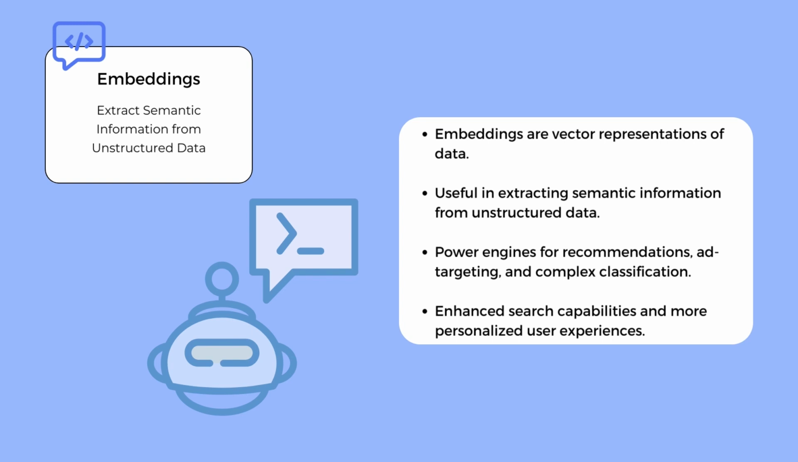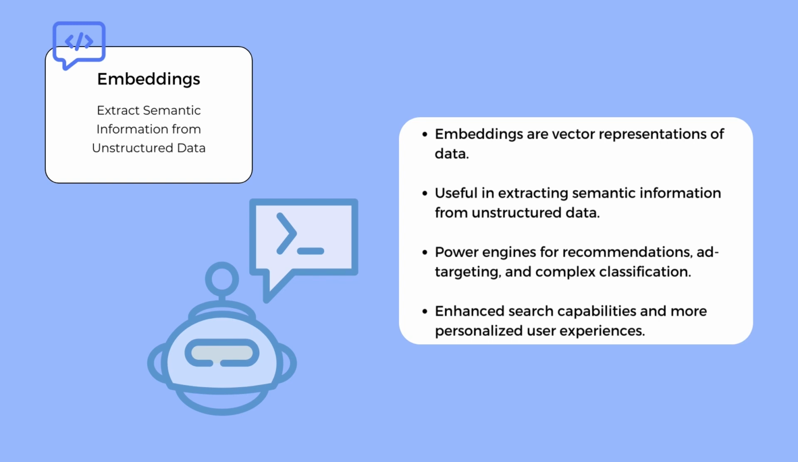This list of numbers captures the essence of that word or phrase, its meaning, its context, and its relationships with other words. With embeddings, we can make sense of unstructured data like a long book or a Twitter feed, and use this understanding to do things like powering recommendation engines or targeting advertisements more effectively.